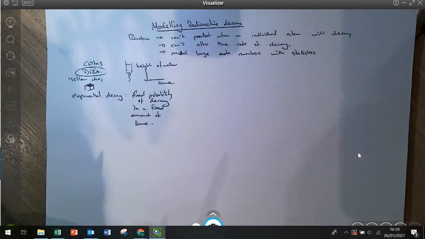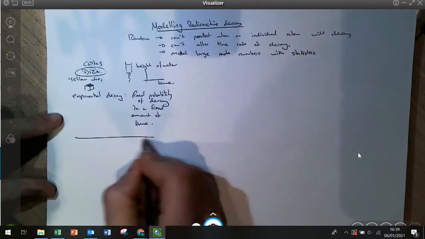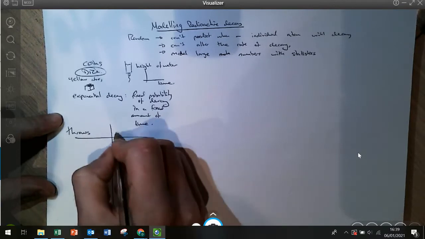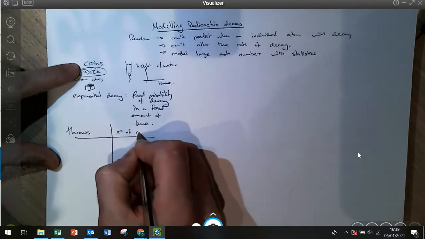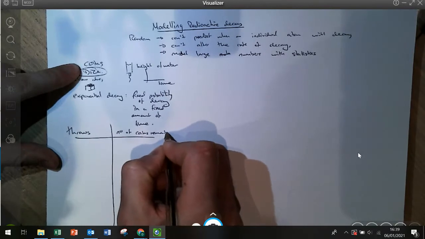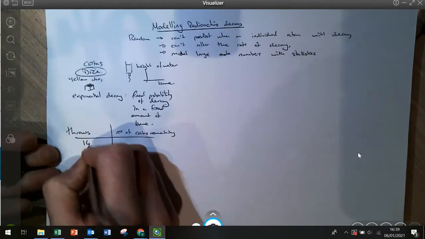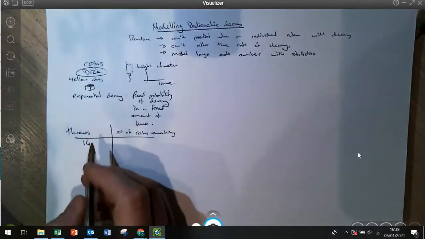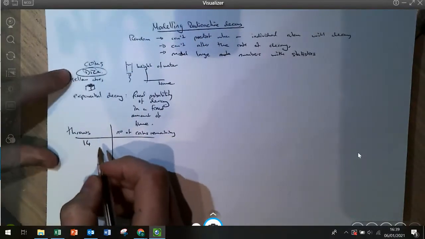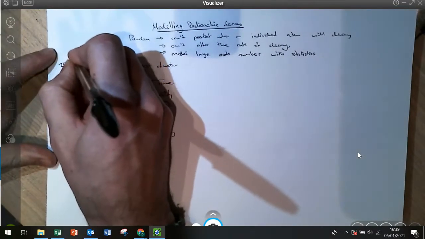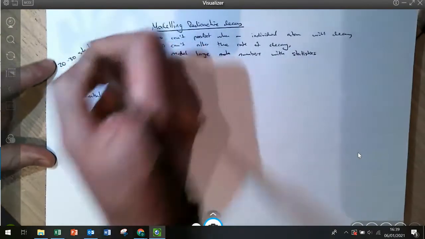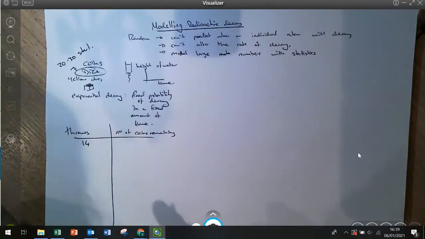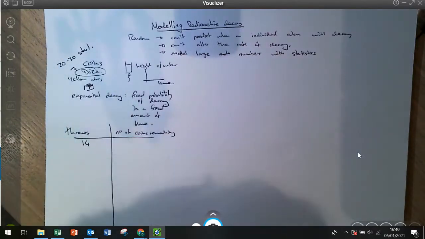So what you do is you draw a table of throws versus number of dice or coins remaining. I'm going to start with 14 coins, because that's what I've got at home. You probably want to start ideally with 20 to 30. If you don't have 20 to 30, your graph is not going to look very good. And the larger you have, the better it's going to look.